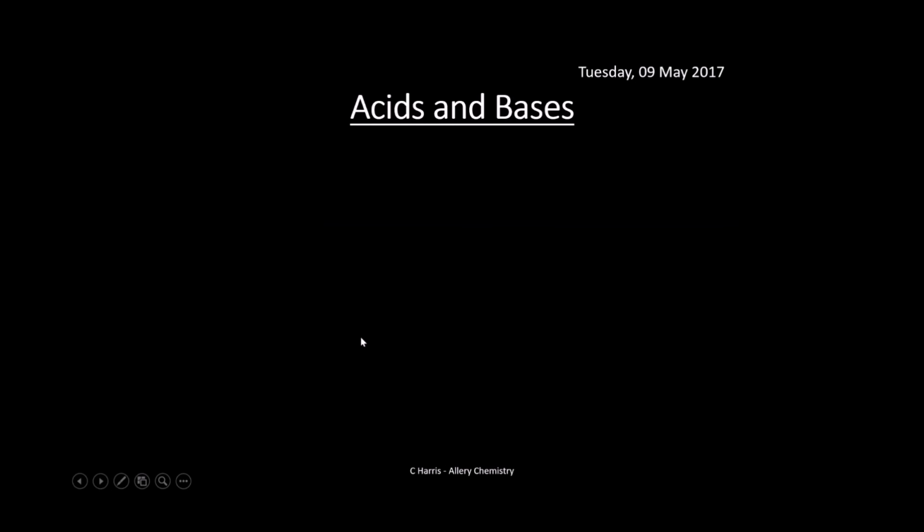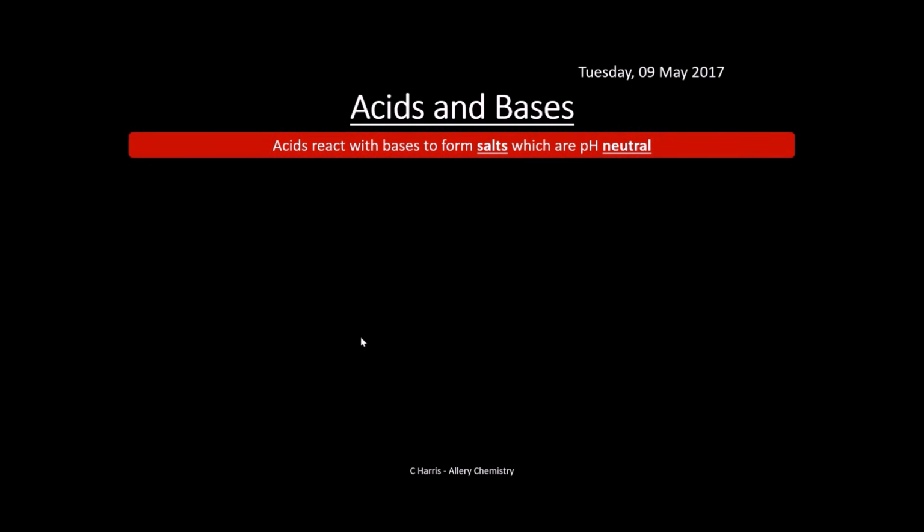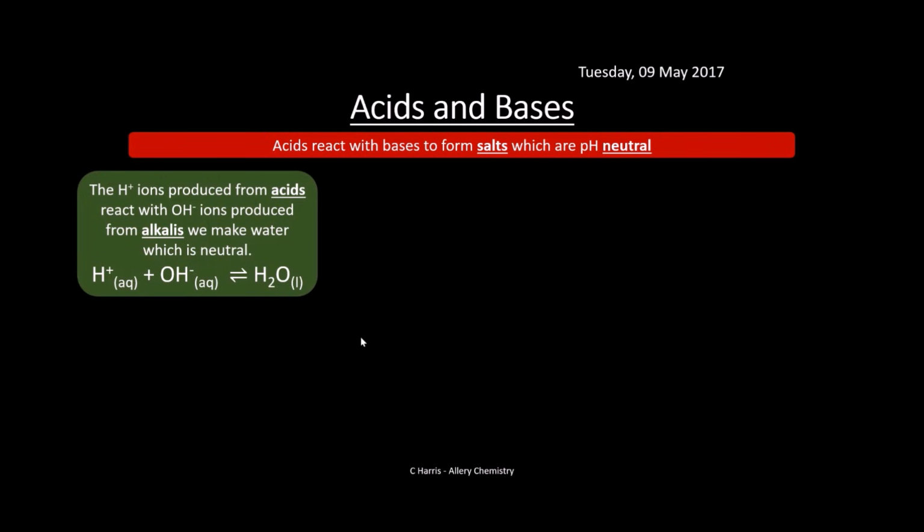Okay, so acids and bases. Right, so acids react with bases to form salts, which are pH neutral. Okay, so salts are the neutral products of an acid-base reaction. So how this works in a very simple way is basically the H plus ions that come from the acid and the OH minus ions come from the alkalis. These make water, and water is obviously neutral. So this is basically just the ions. Now, the other ions involved in the acid and the alkali would produce the salt.